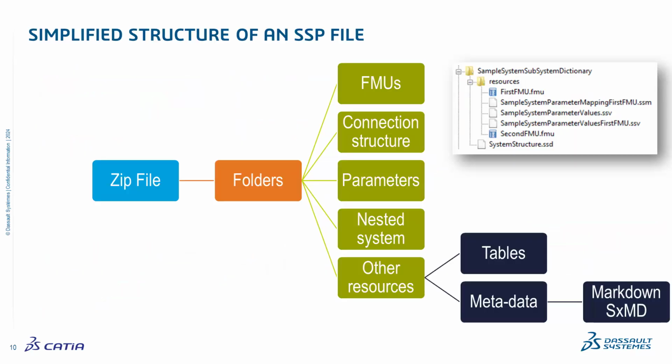The structure of the SSP file: it's a zip file. It has a number of folders, and inside there are typically FMUs, connection structure, parameters. Systems can have nested systems, and then there are other resources like data tables, metadata, documentation, etc.